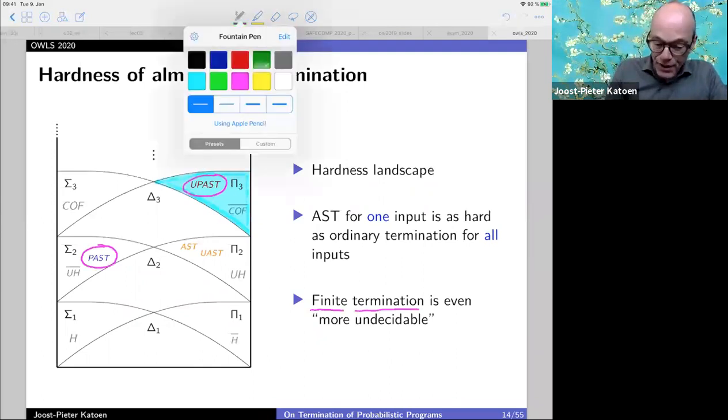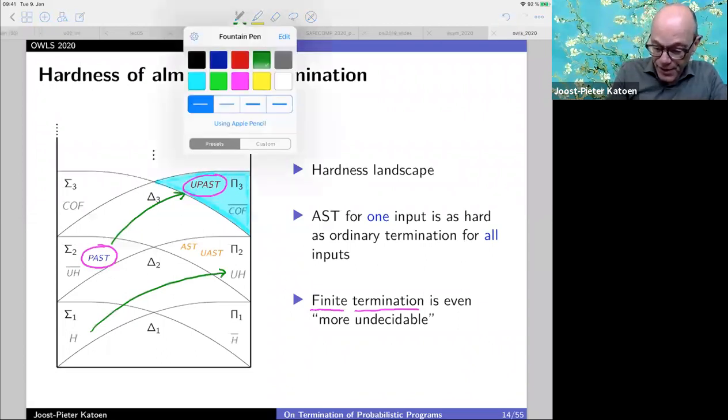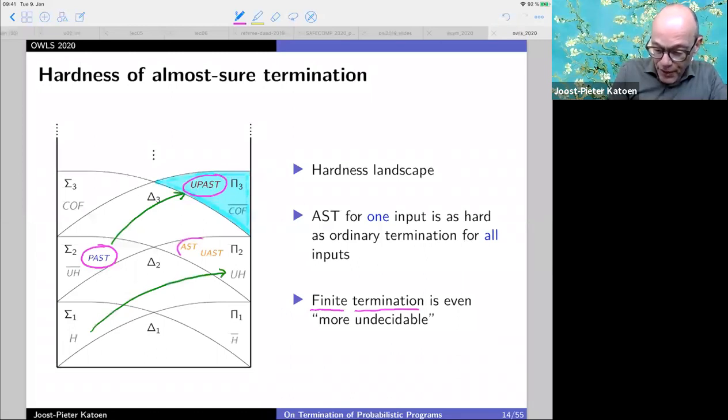It's interesting to see that there is this gap between one input and all inputs, which is similar to the gap between one input and all inputs for ordinary programs. And as we have seen, for almost sure termination, there is no such gap. Those two problems belong to the same hardness class, so to speak.